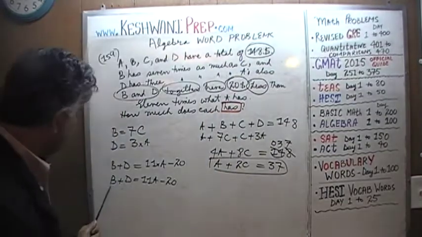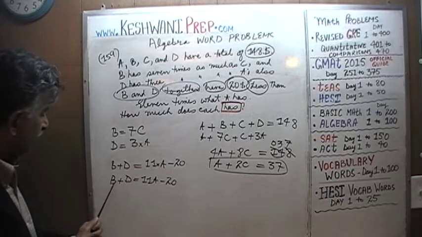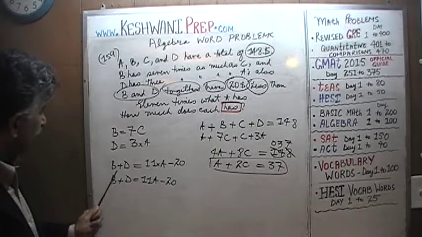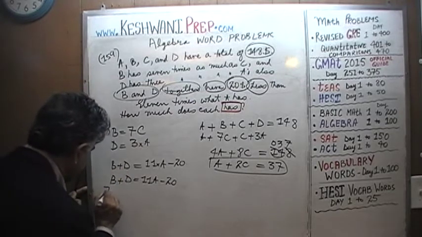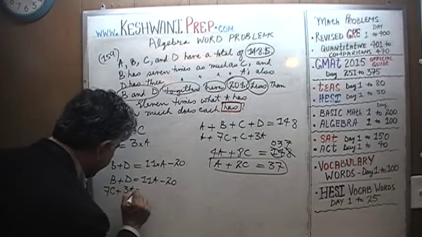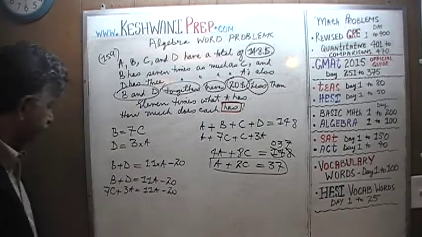What happens here? B plus D equals 11A minus 20. We have an A here. Somehow we have to convert this B and D into A and C. Oh, there you go. B equals 7 times C, so let's put it here, 7 times C. And D equals 3 times A. There you go. Oh, voila. 11A minus 20.